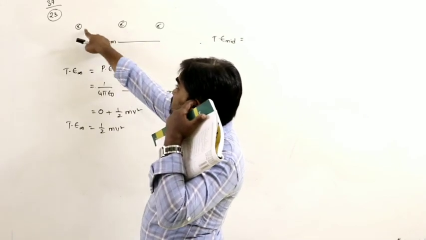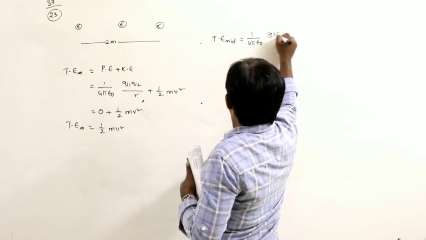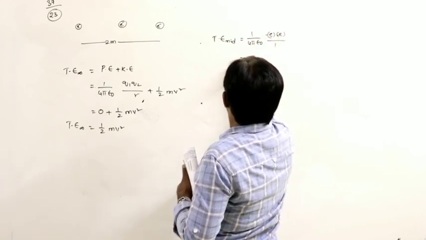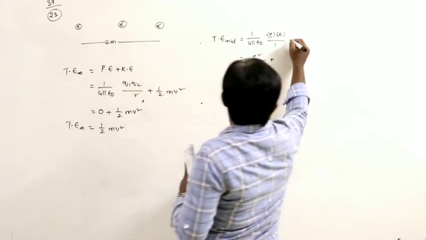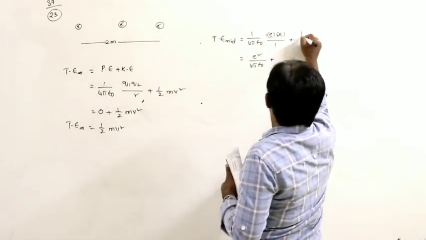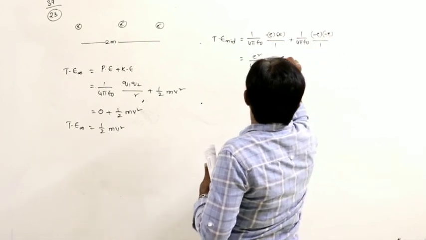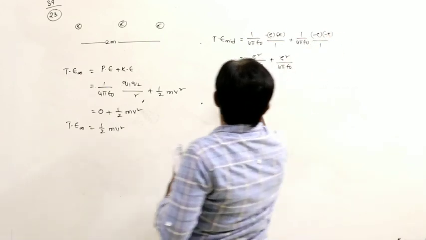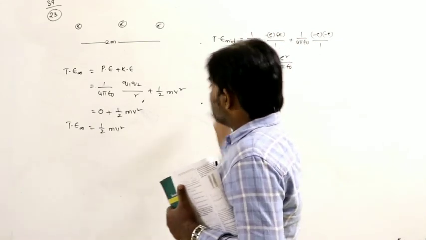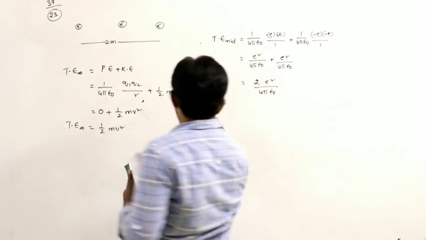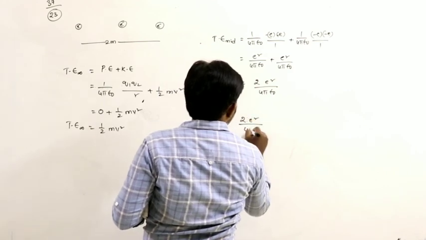What is the electrostatic potential energy between these two? So 1 by 4 pi epsilon naught e into e by r, r is 1. So e square by 4 pi epsilon naught, plus between these two, 1 by 4 pi epsilon naught minus e into minus e divided by 1. So e square by 4 pi epsilon naught. So that is 2e square by 4 pi epsilon naught. The total energies must be equal. So we can write half mv square is equal to 2e square by 4 pi epsilon naught.